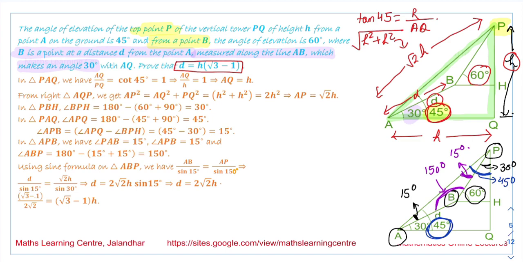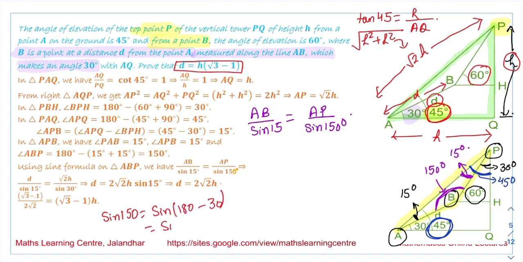Now if we consider the triangle PAB, in this triangle, if we write the sine formula, we have AB over sine 15 equal to AP over sine 150 degrees. Now the value of sine 150 will be equal to sine of 180 minus 30, and this comes out to be sine of 30 degrees. So in place of this we can write sine of 30 degrees.